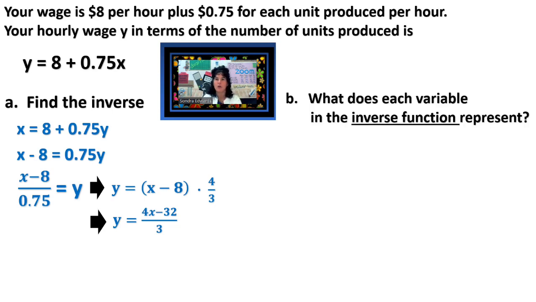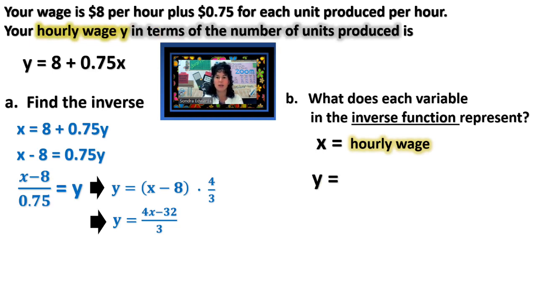Next, we want to explain what the variables in this inverse function mean. Well, let's look back at the original. In the original, the y was the hourly wage. Well, x's and y's just switched. So in the original, if the y was the hourly wage, then now the x is the hourly wage. The y then would be the number of units produced, because that was the x in the original function.